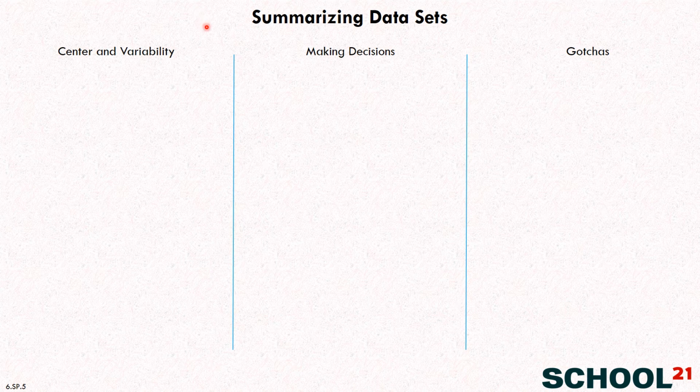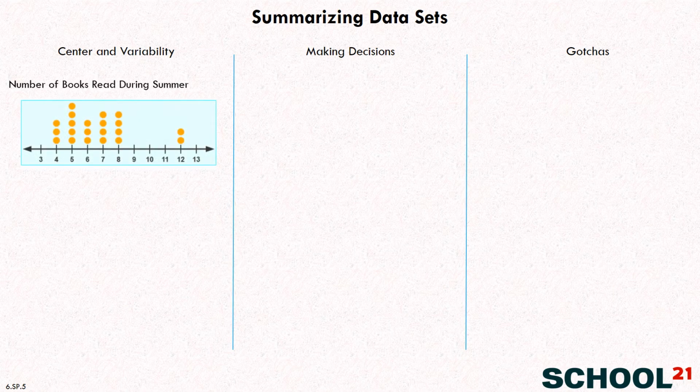Okay, now that you know how to use histograms, dot plots, and box plots to represent data, let's look at what you can conclude or summarize from those data sets. We'll look at center and variability, which are important, and then we'll look at how making decisions in the real world can be driven by looking at those kinds of things like box plots and histograms and dot plots. And then we'll look at some gotchas. So let's look at first at center and variability.